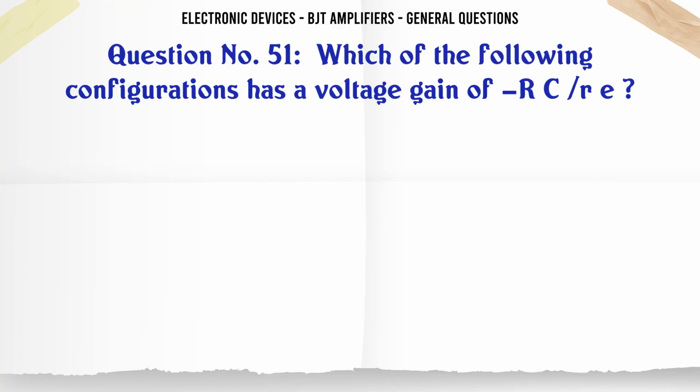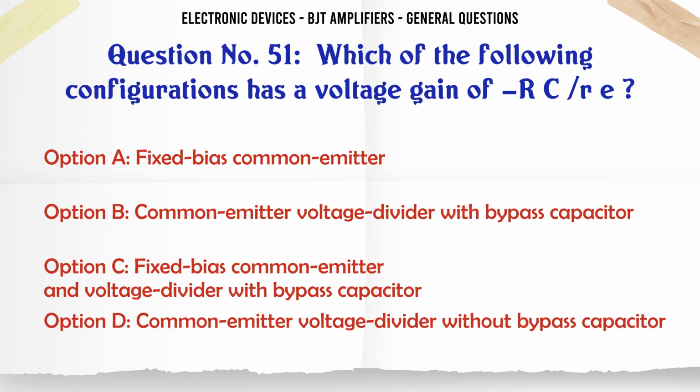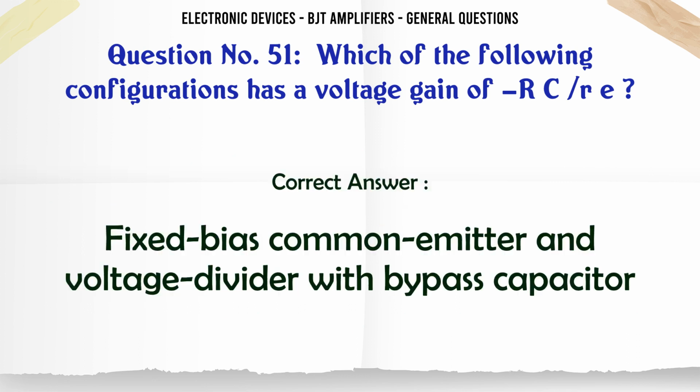Which of the following configurations has a voltage gain of RC over RE? A. Fixed bias common emitter. B. Common emitter voltage divider with bypass capacitor. C. Fixed bias common emitter and voltage divider with bypass capacitor. D. Common emitter voltage divider without bypass capacitor. The correct answer is fixed bias common emitter and voltage divider with bypass capacitor.